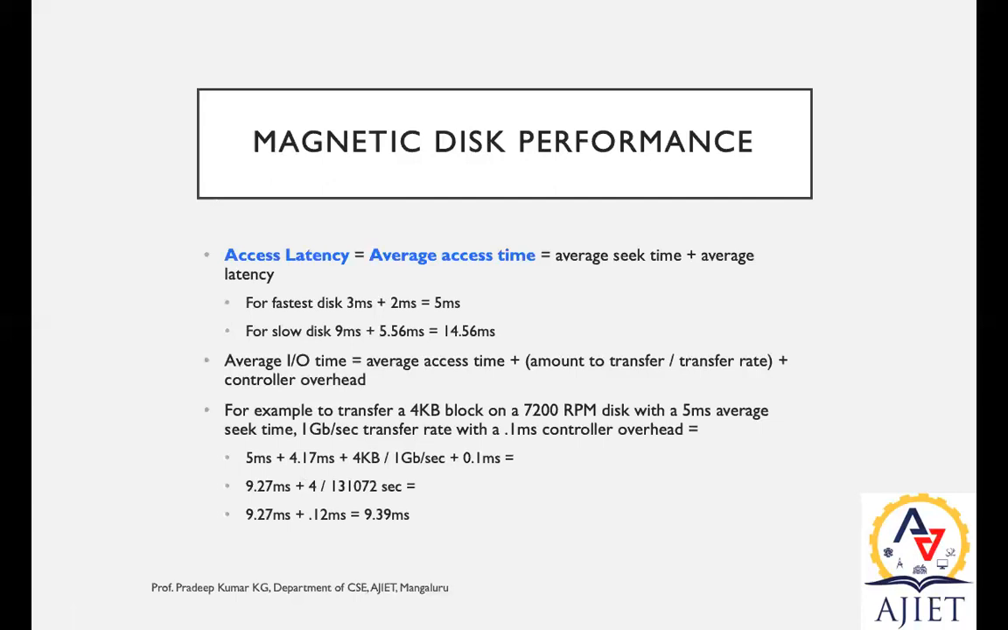Average access time is nothing but average seek time, which is 5 ms, plus average latency, which is 4.17 for 7,200 RPM, plus the 4 KB block that should be transferred at 1 GB per second speed, plus 0.1 millisecond controller overhead. By calculating this, we get 9.39 milliseconds as the average IO time.